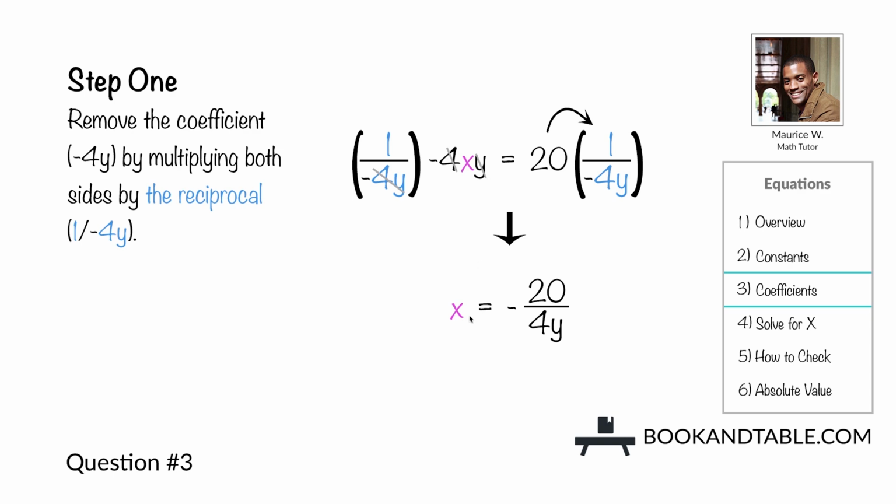Anyway, so that leaves us with x on the left side. And now on the right side, 20 times 1 would leave us with 20 in the numerator, divided by 4y with a negative. 20 divided by 4 would leave us with 5. So the answer to question number 3 is x is equal to negative 5 over y.